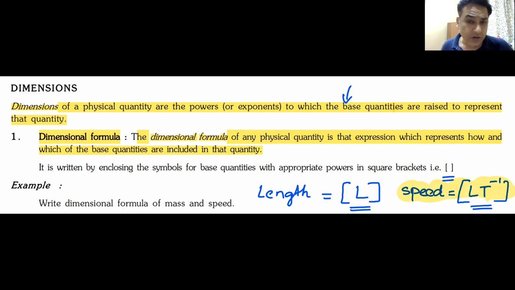Remember, whenever definitions are important, I'll tell you that this definition you have to remember. If definitions are not important, I'll tell you that. No one is going to ask you what is the definition of a dimension, a dimensional formula, or a dimensional equation. You just have to understand what it is. Do we get this? Can I move forward?